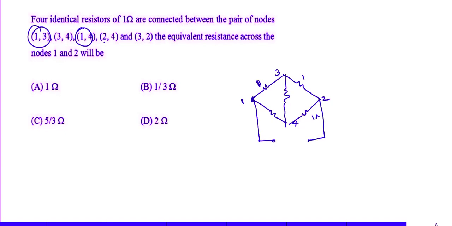Equivalent resistance between 1 and 2. All resistances are 1 ohm. So P by Q equal to R by S, the bridge is balanced, so you can neglect this. Then this is 1, this is 1, this is 1, and this is 1. So the equivalent resistance, 2 ohms parallel to 1 ohm, is the answer.